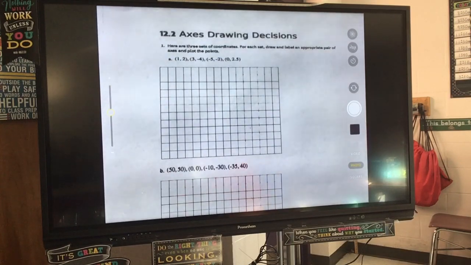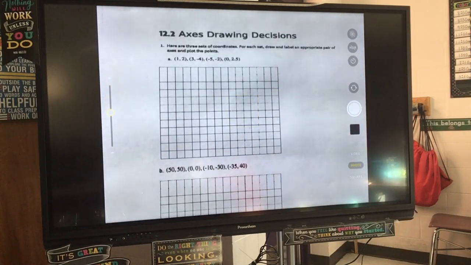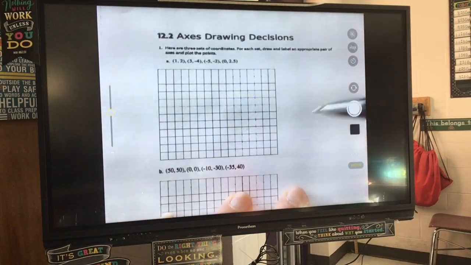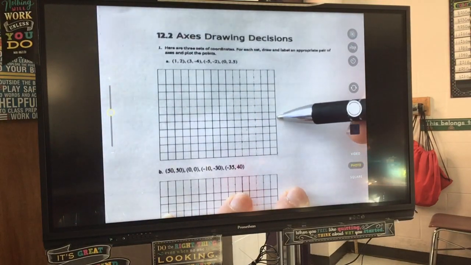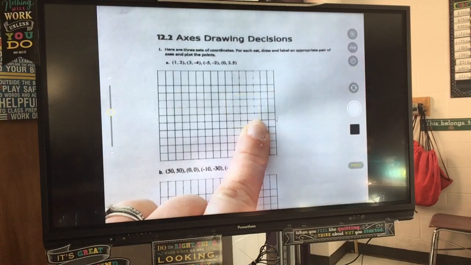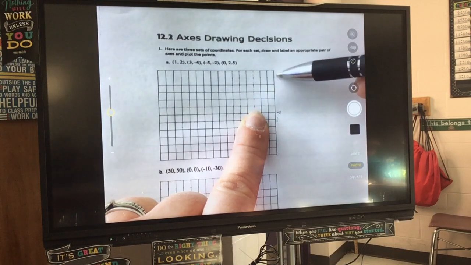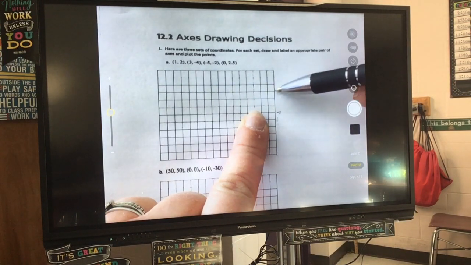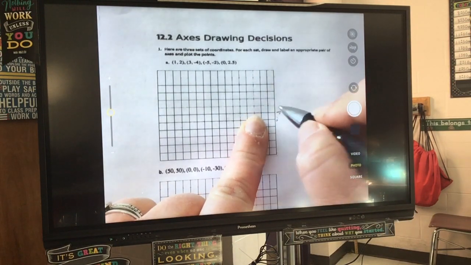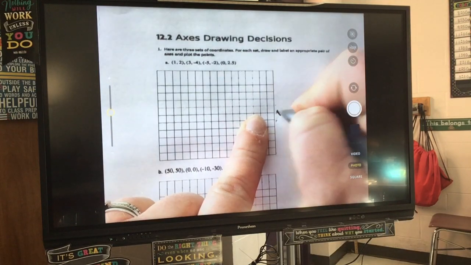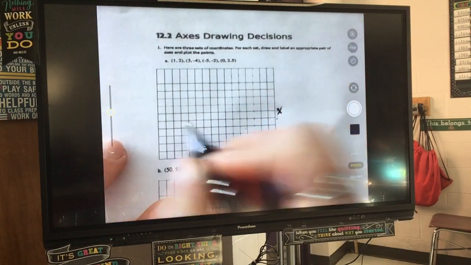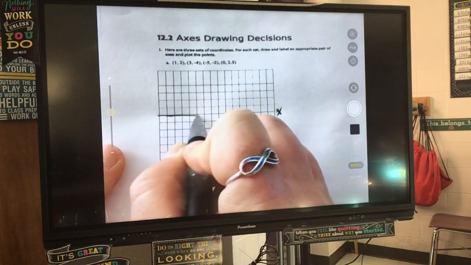So 13, what's essentially half of 13? 7.5. Well, we're not going to do 7.5. We're going to count to that 7th line. 1, 2, 3, 4, 5, 6. So this is your 6th line. This is your 7th line. This is going to be my x-axis. So take and darken this line.